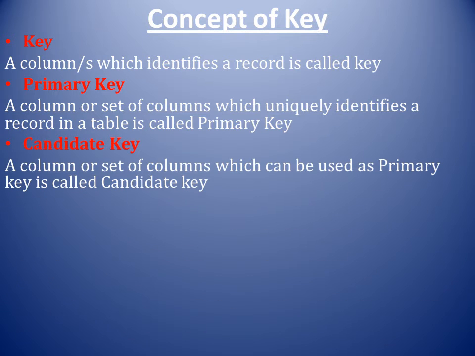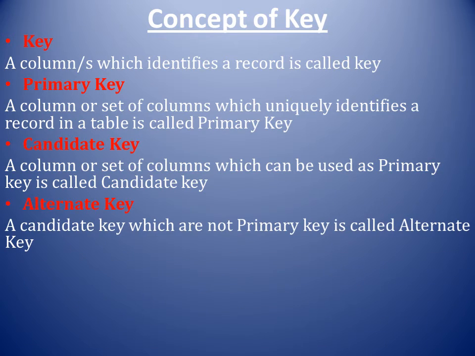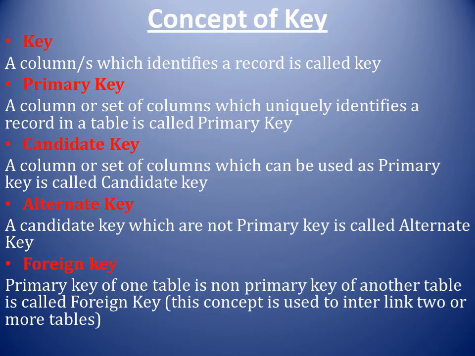Candidate key, that column or set of columns which can be used as primary key are called candidate key. Alternate key, a candidate key which is not a primary key is called alternate key. Foreign key, primary key of one table which is not the primary key of another table is called foreign key. This is the concept which is used to interlink two different tables. This all can be clarified in the upcoming screens.